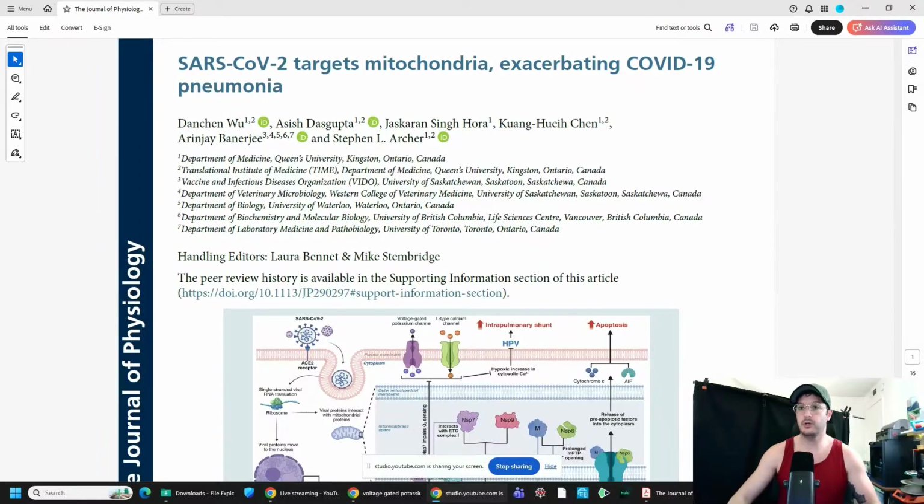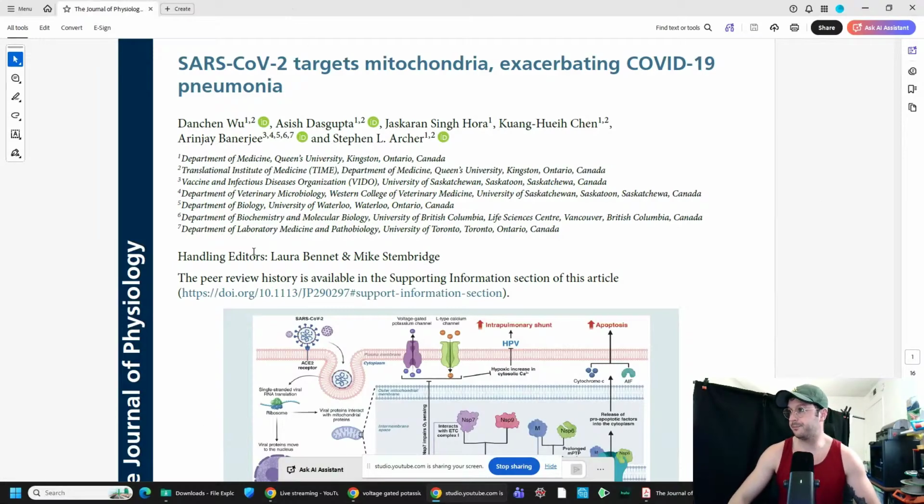Okay, so today we're going to be covering this paper here. It's SARS-CoV-2 targets mitochondria exacerbating COVID-19 pneumonia. I thought this was interesting, and this is one of the ones that got voted on. I was like, well, what's the connection? What interested me is what's the connection between mitochondria and pneumonia? Because mitochondria is related to the energy production of the cells. How is that related? I don't know. Haven't read it yet. We're going to find out together.